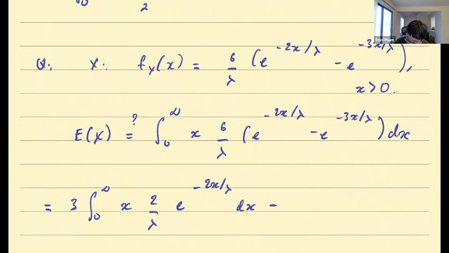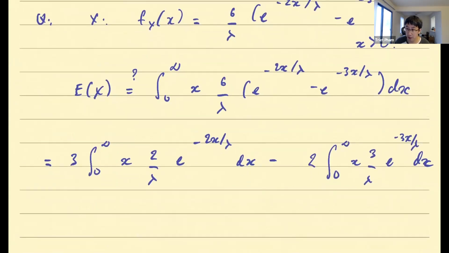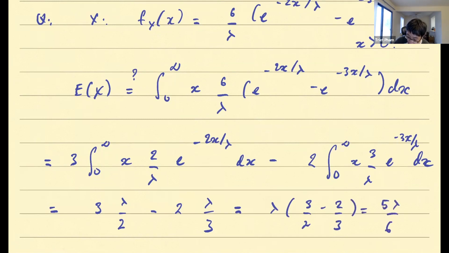And then the second one, right, you want a 3 and you want a 2 in front. And then you recognize that this is nothing but the expectation of exponentials. So this is 3 lambda over 2 minus 2 lambda over 3. And that becomes lambda times 3/2 minus 2/3, which I believe is 5 lambda over 6.